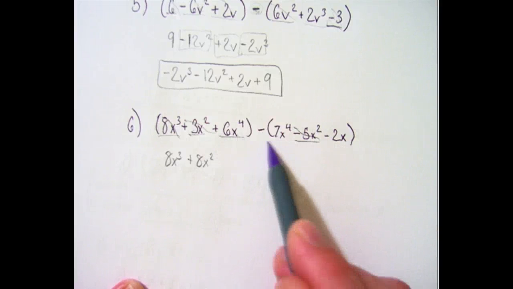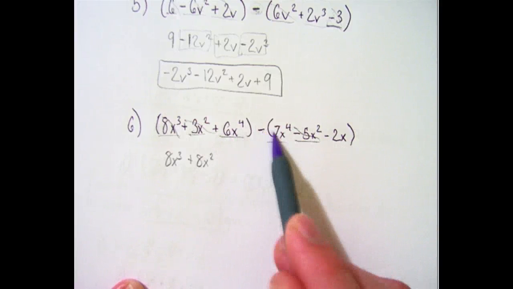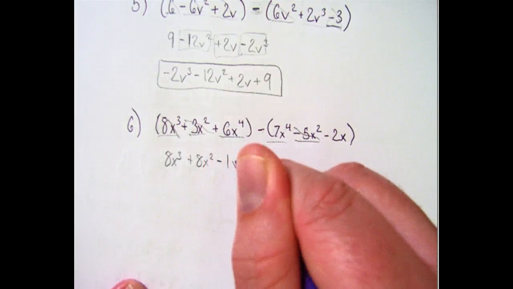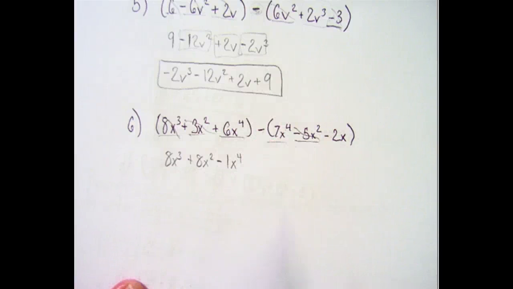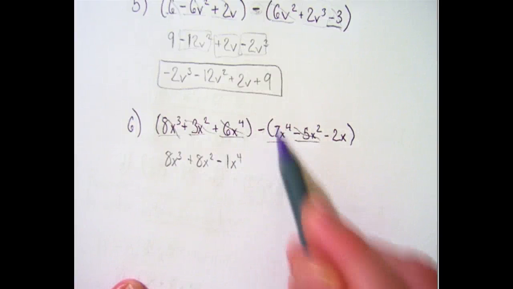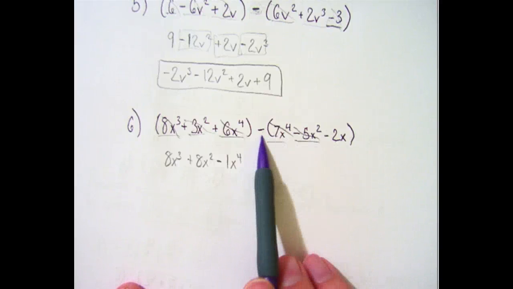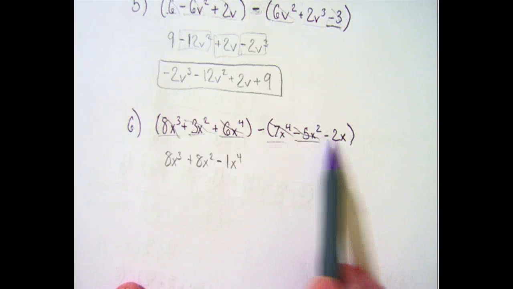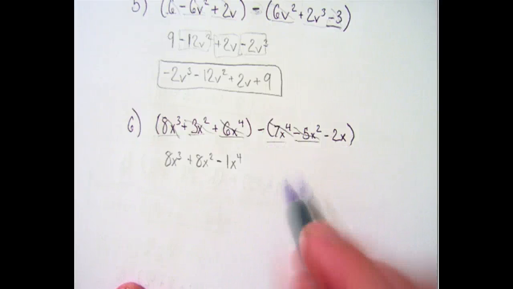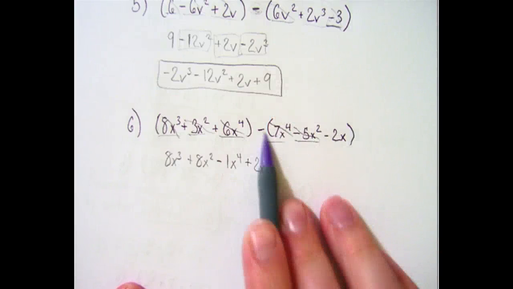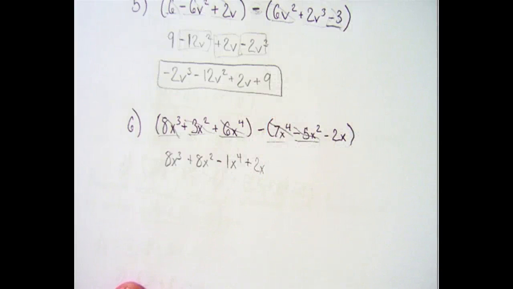Next up is x to the 4th. 6 minus 7 gives me negative 1 x to the 4th. That term and that term are used up, and all I'm left with is this term. So I would say minus negative 2x would give me plus 2x. Remember, when we subtract the negative, that's the same thing as adding.